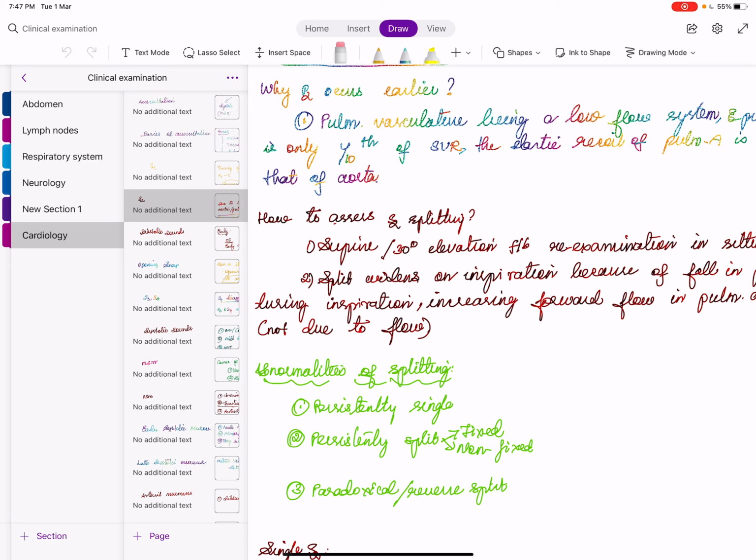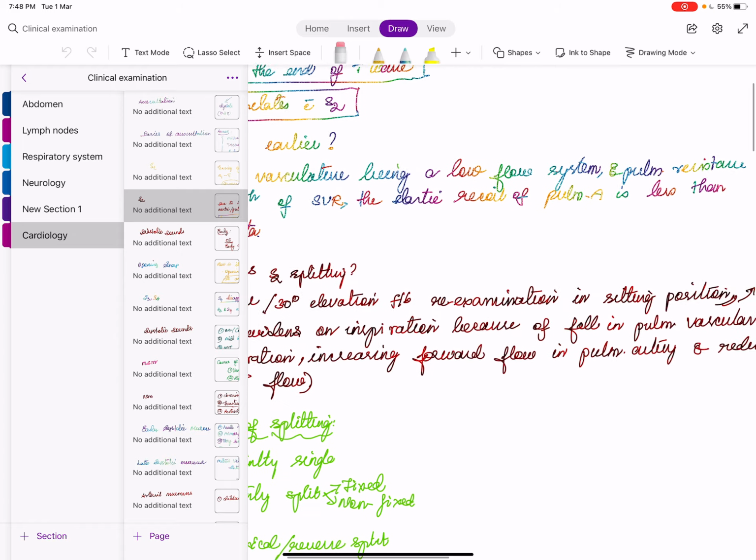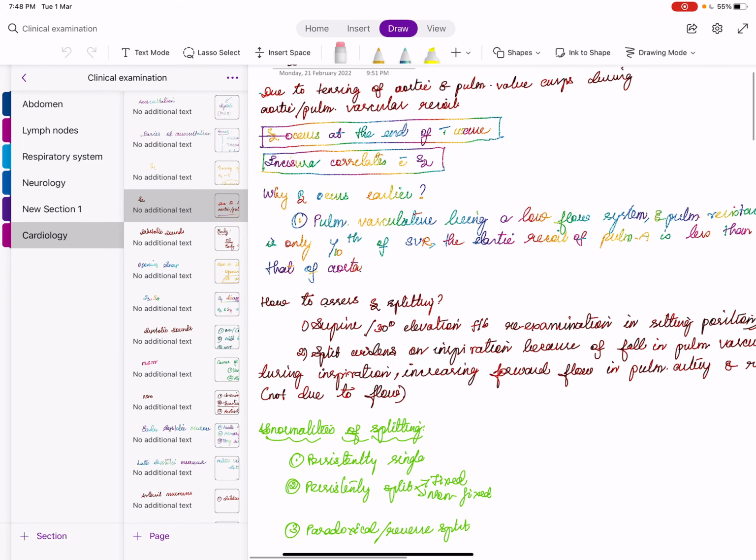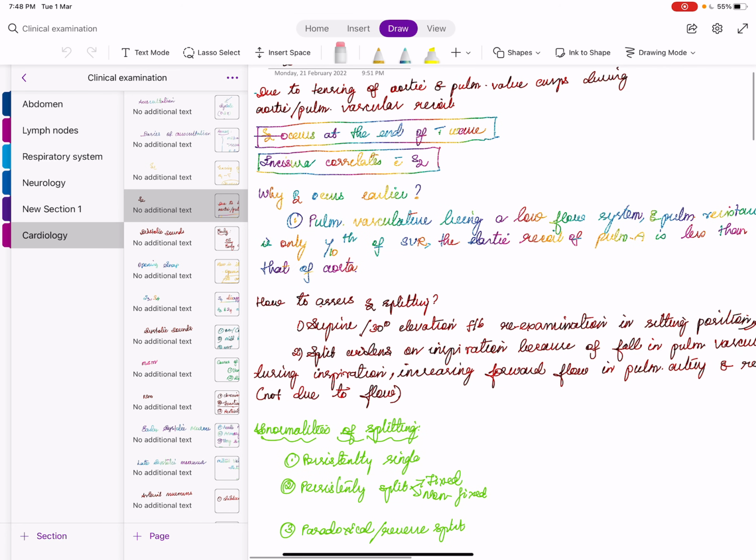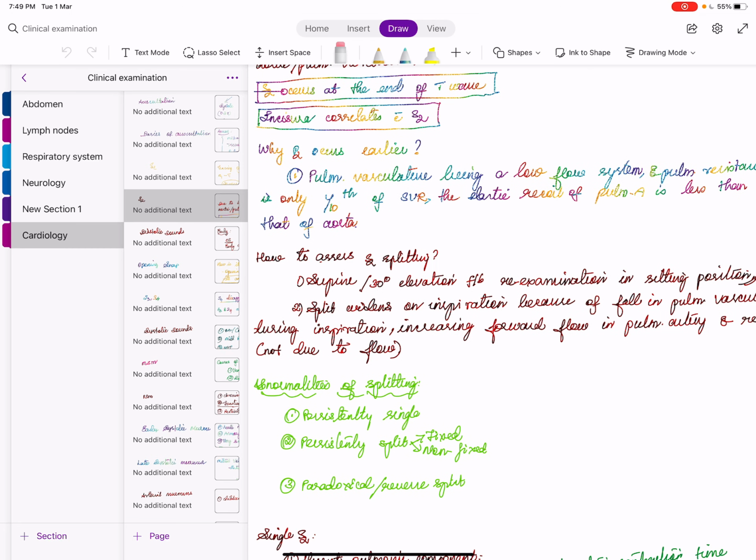But the actual definition, we colloquially say that S1 is produced due to closure of mitral and tricuspid valve. But actually it is not the closure of the valve which is causing the sound, it is the tensing of the valve fibers during sudden closure. So the actual reason for production of S1 is tensing of the valve fibers of mitral and tricuspid valve due to closure at the beginning of isovolumetric contraction. Mitral and tricuspid valve closure.